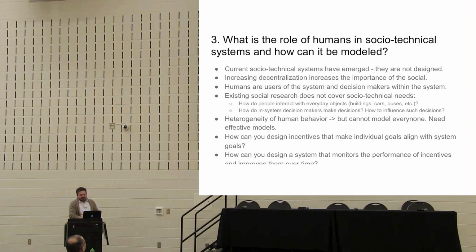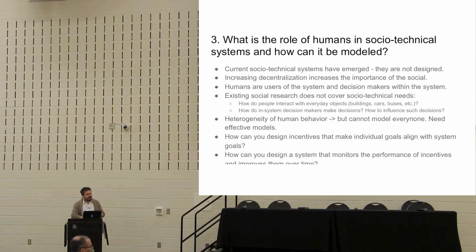What is the role of humans in socio-technical systems and how can they be modeled? So humans are users of the systems. They are decision makers within the systems, and in many socio-technical systems, they can change the system itself. And there is a great variety and heterogeneity in human behavior. As I said, we cannot model everyone. We need effective models if these are possible.